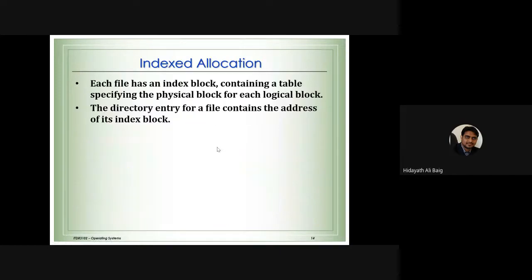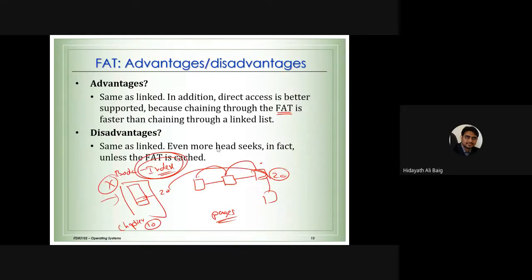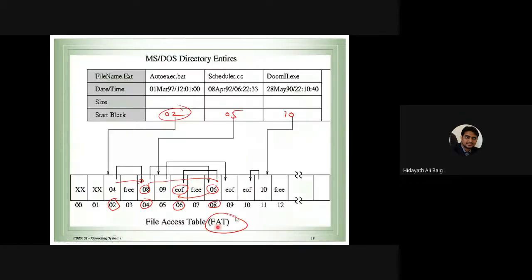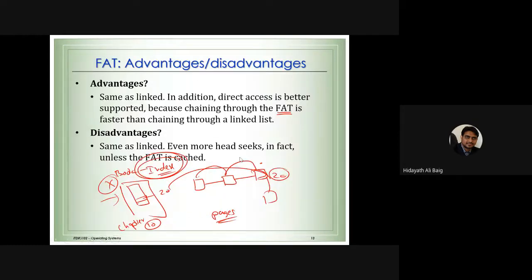Now the last one is indexed allocation. Actually, this word I should not use here. That's why I was not using the word index, because indexed allocation is exactly like a book index. Okay, each file, because I was telling you the file allocation table as an index. But really, in Unix there is a method called indexed allocation.